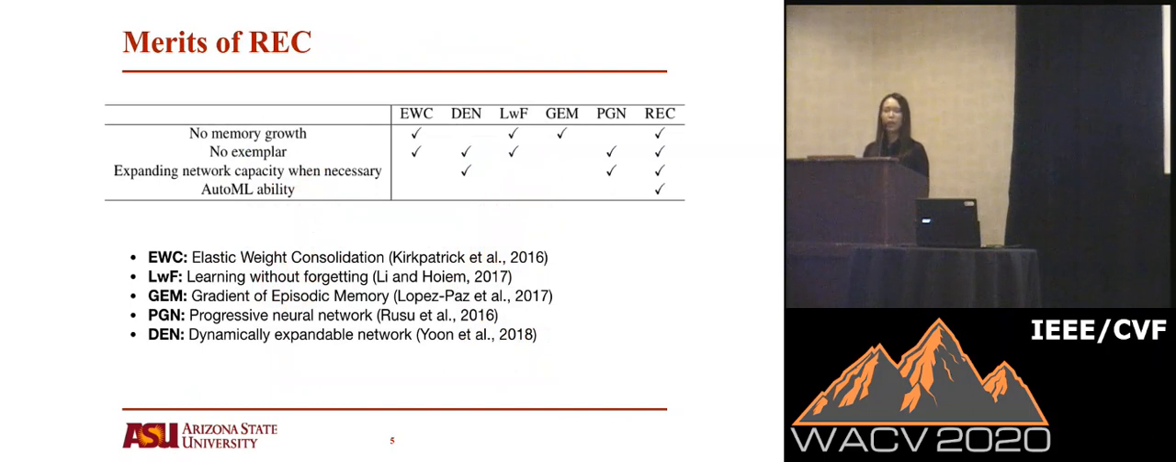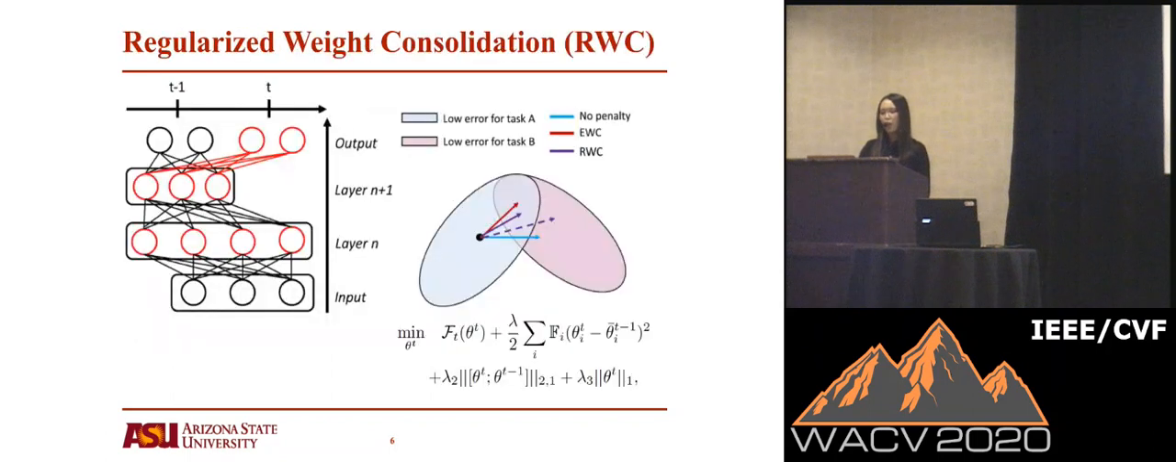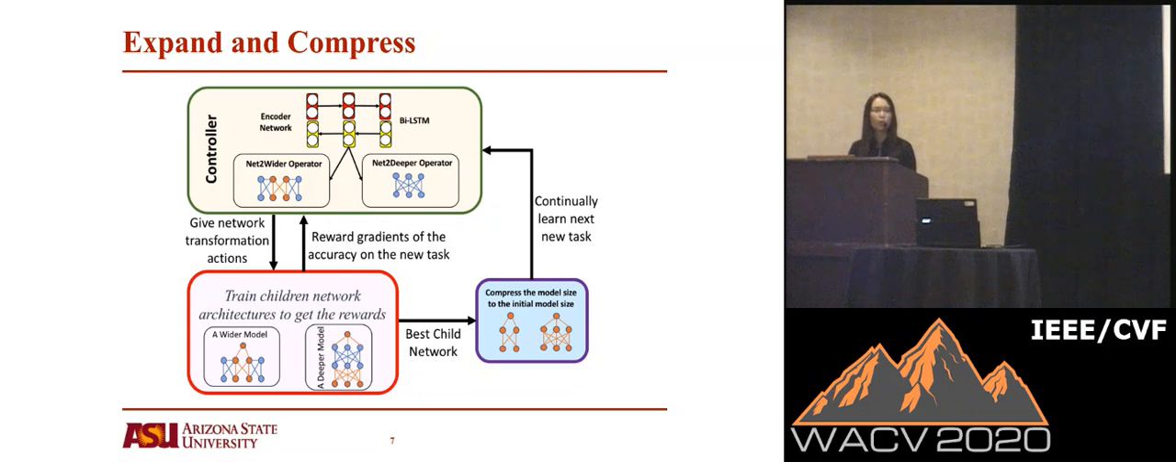Comparing with the previous work in this area, REC is appealing because it has no memory growth, uses no exemplars from the past data, and expands the model capacity when it's necessary, and it will also leverage AutoML. We propose a new regularization term using L21 norm, a sparsity inducing norm, to prevent forgetting about the early tasks while learning the new task. We formulate the model expansion part as a neural architecture search problem. Each time we encounter a new task, we first search for the best child network with Net2Deeper or Net2Wider operators in the controller, and incur our novel regularization term in the trainer. Then we compress the network back to its original model size through knowledge distillation.